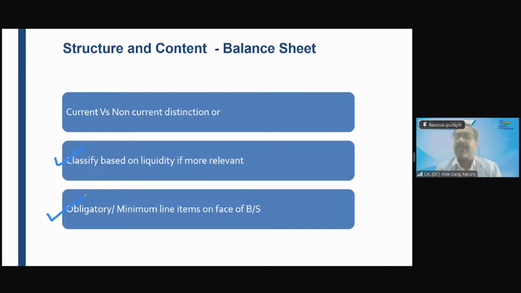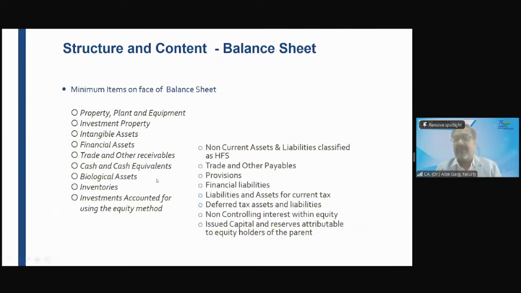Obligatory or minimum line items on the face of the balance sheet. This standard, as I told you, regarding the balance sheet, the format is given under Schedule 3, but the guidance is also given under Ind AS 1. This standard also gives you the minimum line items on the face of the balance sheet. For example, para number 54. Para number 54 talks about the presentation of minimum line items on the face of the balance sheet, right?